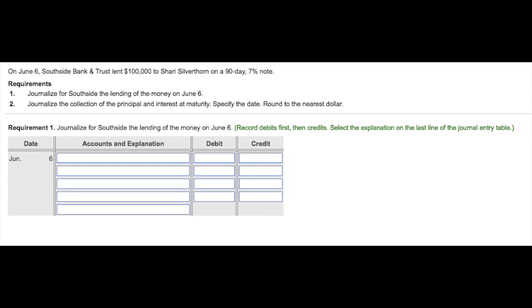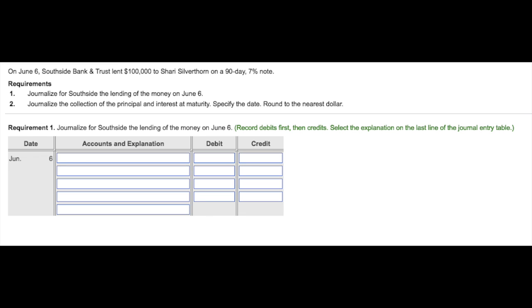Alright, so this is a tutorial on how to solve just a basic accounting equation. The equation starts out and says, on June 6th, Southside Bank and Trust lent $100,000 to Sherry Silverthorne on a 90-day 7% note. The first requirement is journalize for Southside the lending of the money on June 6th. And the second requirement says journalize the collection of the principal and interest at maturity. Specify the date, round to the nearest dollar.